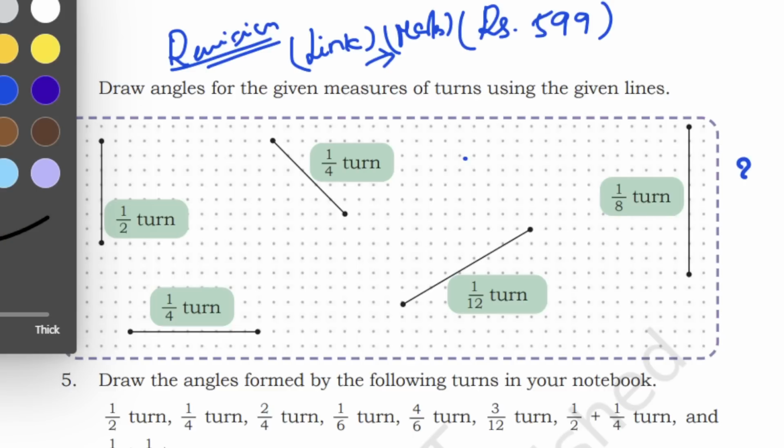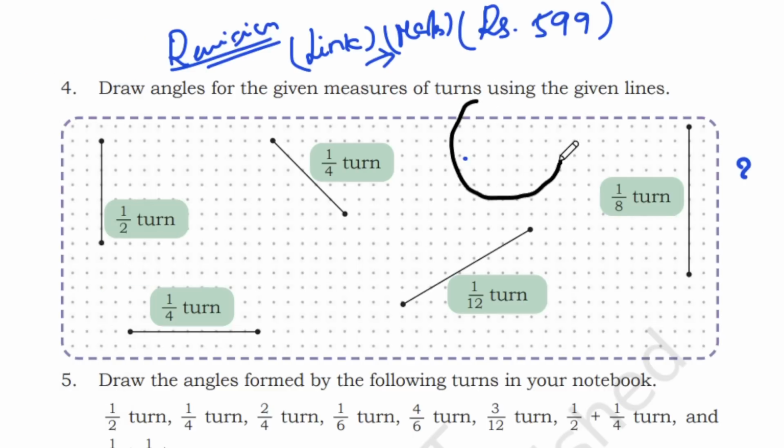For example, if I'm going to draw a circle here, okay. So I have a point here. If I'm going for a half turn of this, I'll be ending up here. I'm taking another half, again I'll be ending here. This makes a straight line. So you can draw a straight line, use your scale to do it, students. So this is a straight angle.